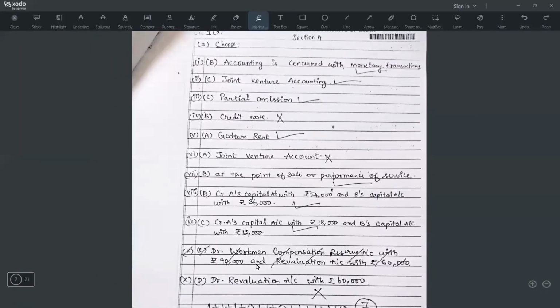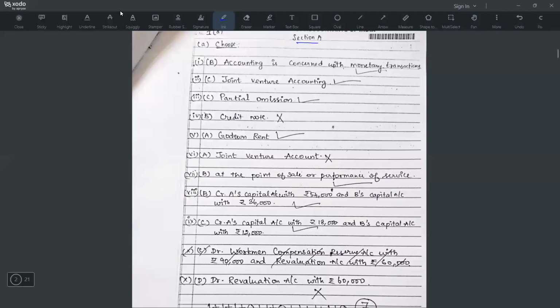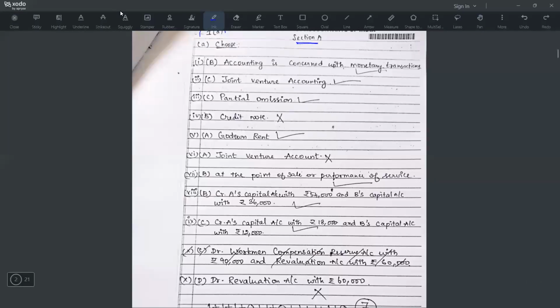Always write the "choose" question which has been given to you. Write Section A and write the question number here, 1A. Again, you will write 1A, choose. After that, what they will say in the question paper is to write the question number and the option, and that is sufficient. Even if you write only this, they will give you marks.